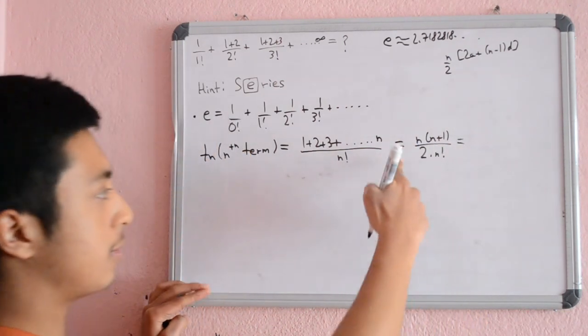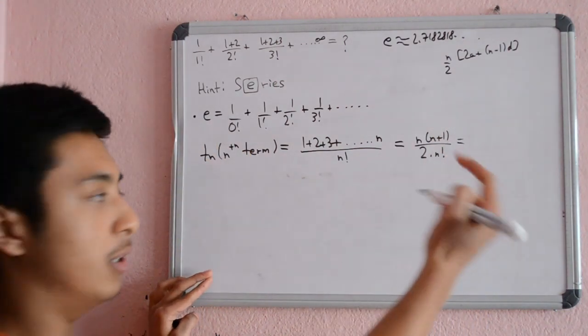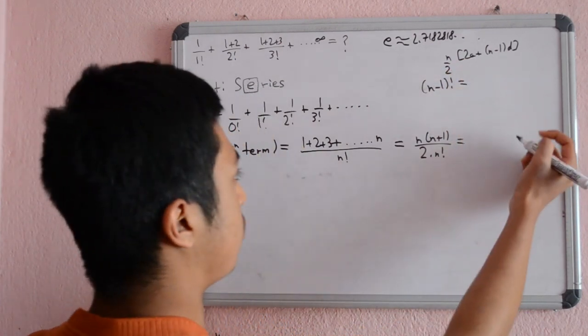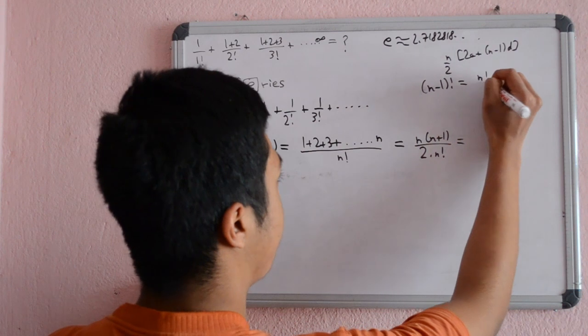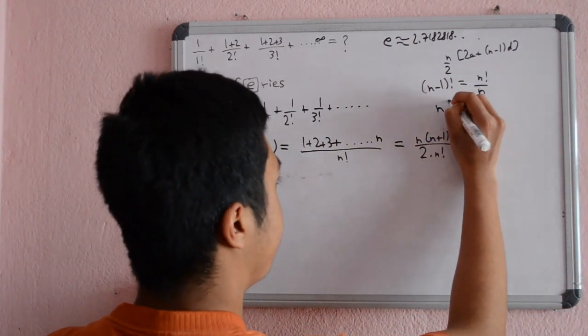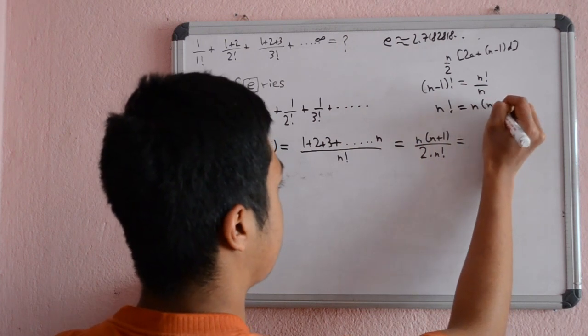As you can see, we have n by n factorial, and this is a quick factorial fact. n minus 1 factorial is just n factorial by n, or simply n factorial is equal to n into n minus 1 factorial.